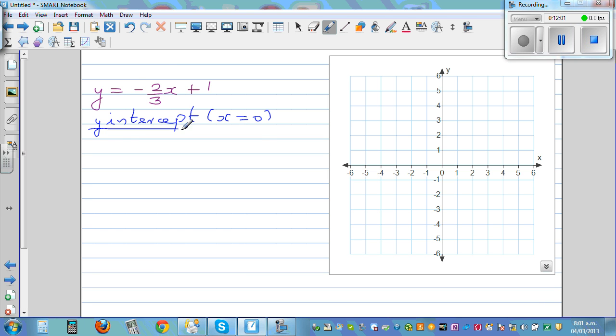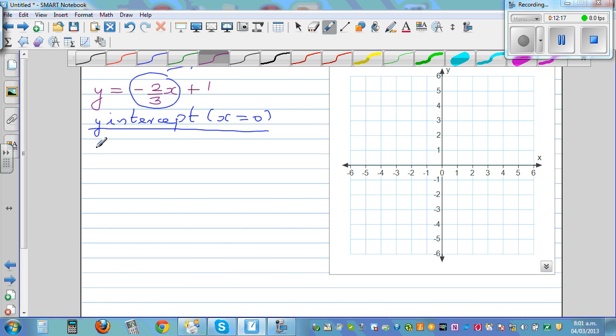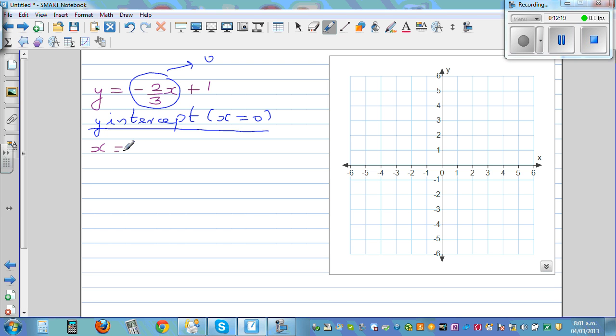To find the y-intercept, you can just ignore the x term, because you're going to multiply 0 with a number, so it is going to be 0. Your y-intercept is 1, just like that, if you want to be smarter. So when x is 0, we know y is going to be 1. So the y-intercept is 1, and this is your starting point.